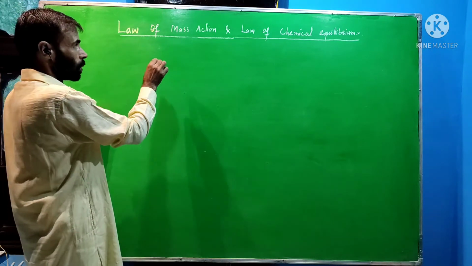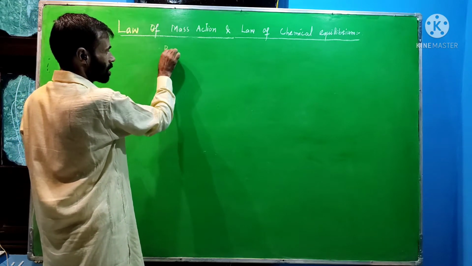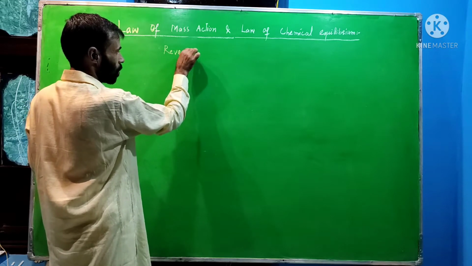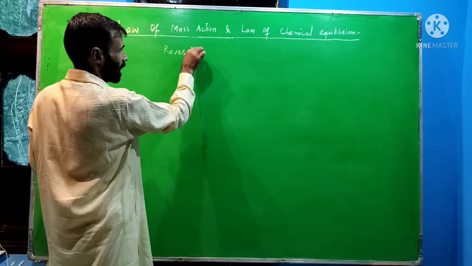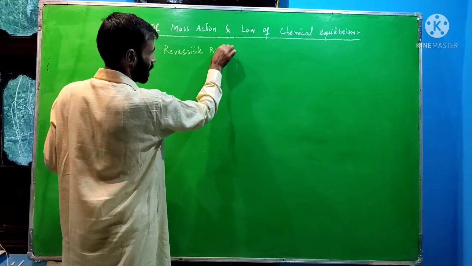Dear students, today we are going to discuss the law of mass action and the law of chemical equilibrium. First of all, we know a class of reactions, which we call reversible reactions. Reversible reactions means those reactions which will occur from both sides. Let us take this example.